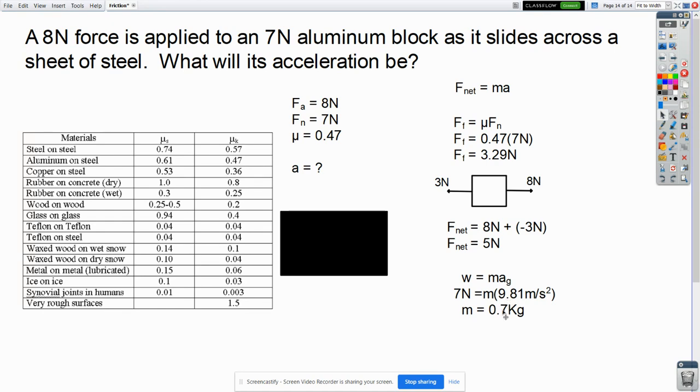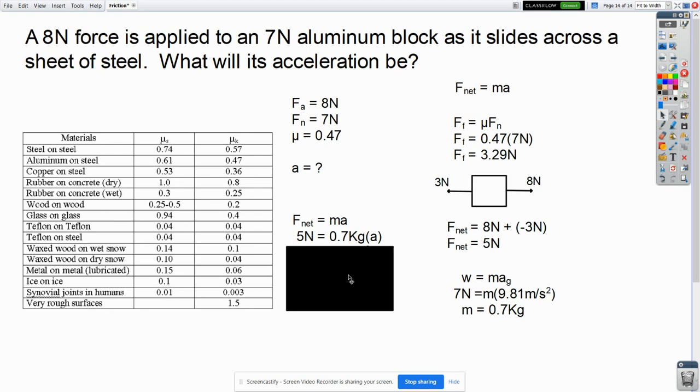7 divided by 9.81 is 0.7 kilograms. And again, newtons would be kilograms, meters per second squared. The meters per second squared cancel out, and all you're left with is kilograms. Now, finally, I have that number. I've got my net force, 5, that I can put in here. I've got my mass, 0.7 kilograms, I can put in there. It's time to solve.